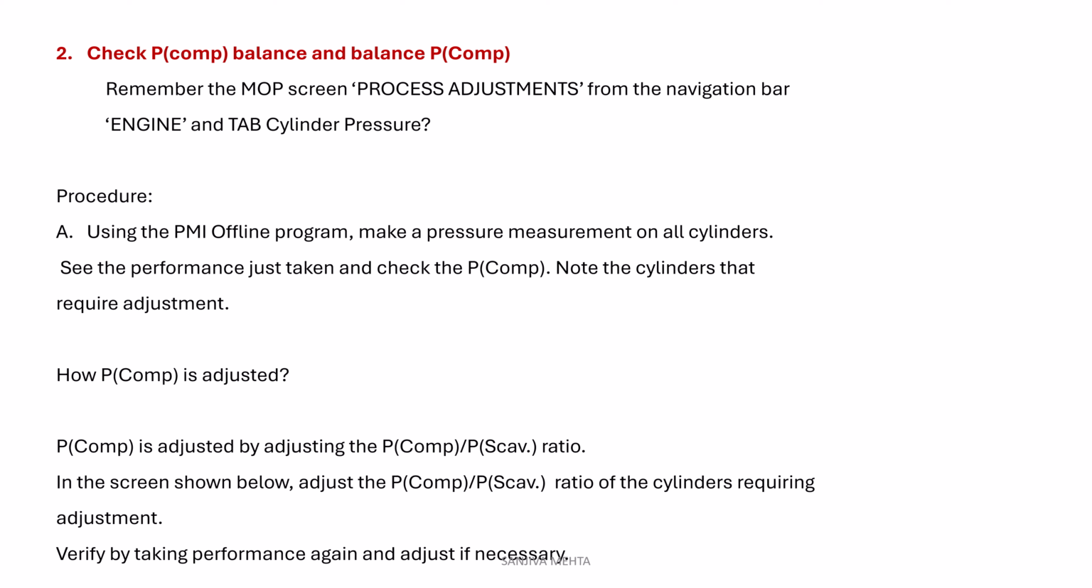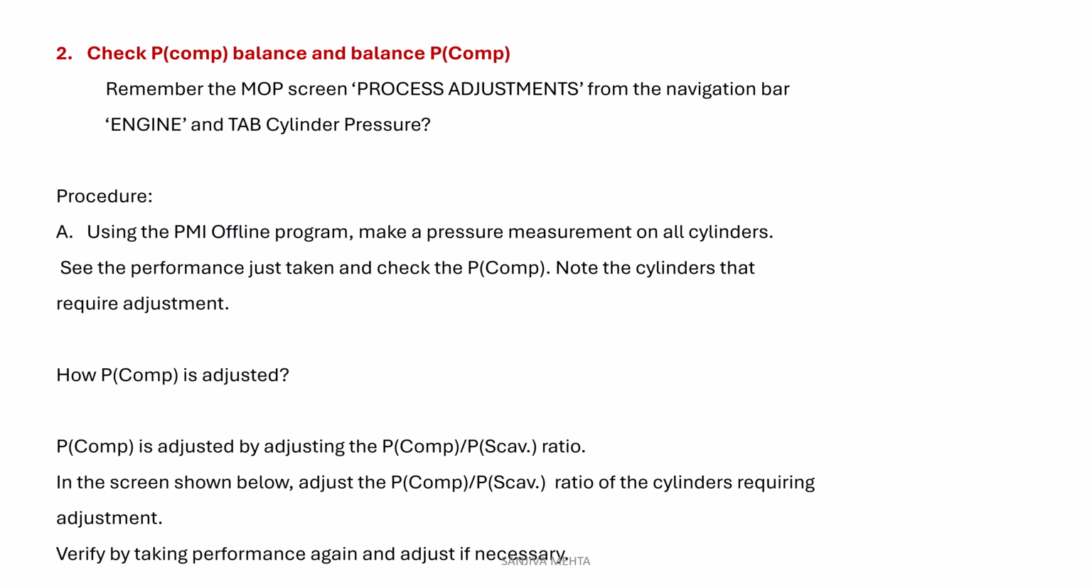How is PCOM adjusted? PCOM is adjusted by what is called compression ratio offset. Some ships you will find it written as compression ratio offset, some ships write PCOM by P scavenge ratio. So in this screen, I'll show you the screen now: PCOM by P scavenge of the cylinder requiring adjustment. Of course, verify by taking the performance again.